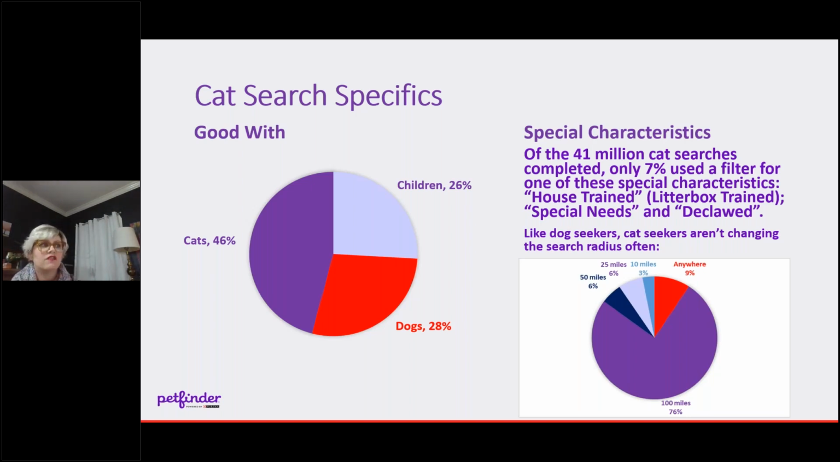Only 7% of those who were conducting cat searches included the use of house trained, litter box trained, special needs, or declawed. So I was happy to see that. I think we're all happy to see when declawed is not something that people are searching on. And then also, similar to the dogs, there's not a lot of activity with changing or editing that search radius. So that was interesting to see.